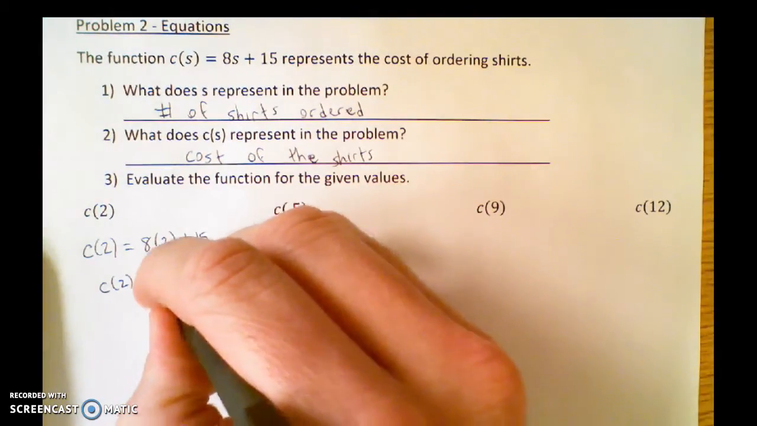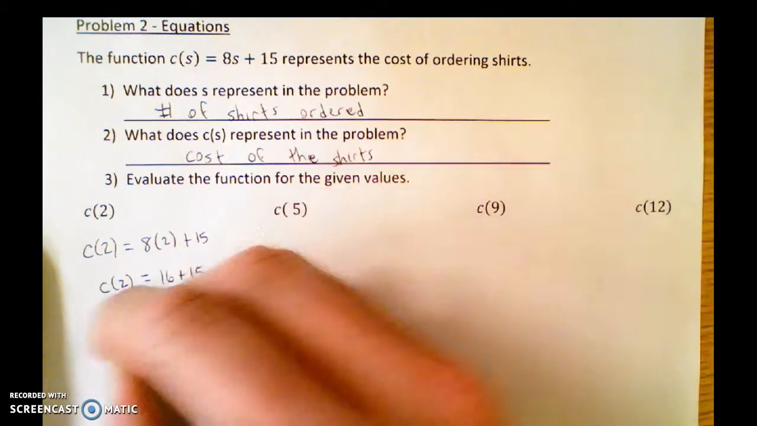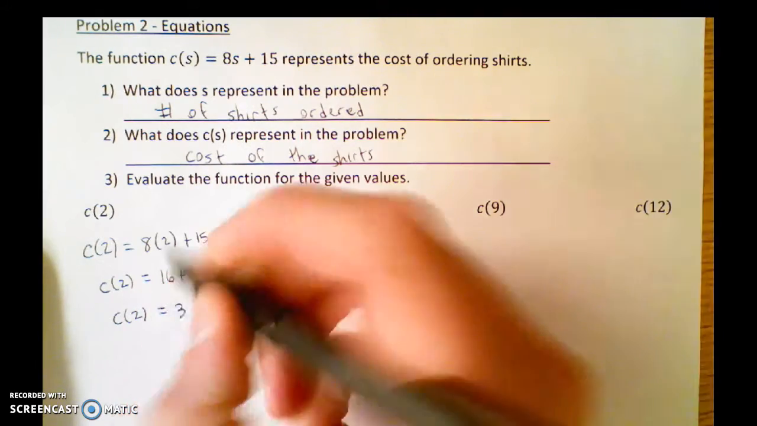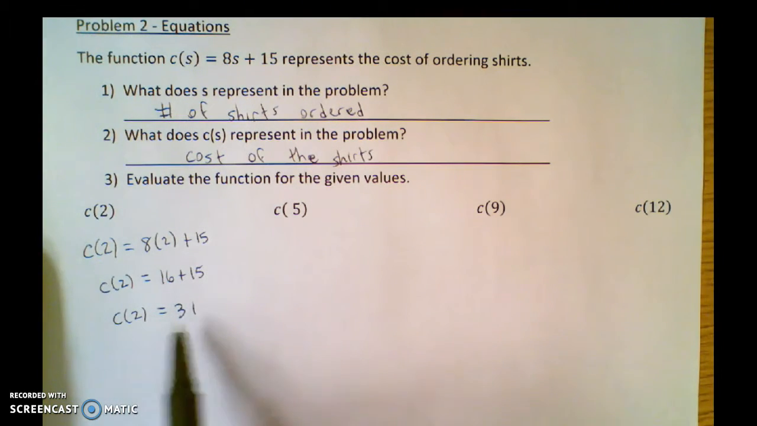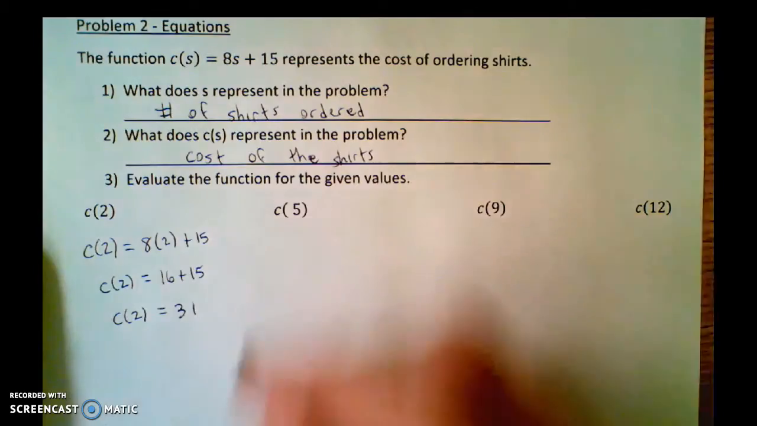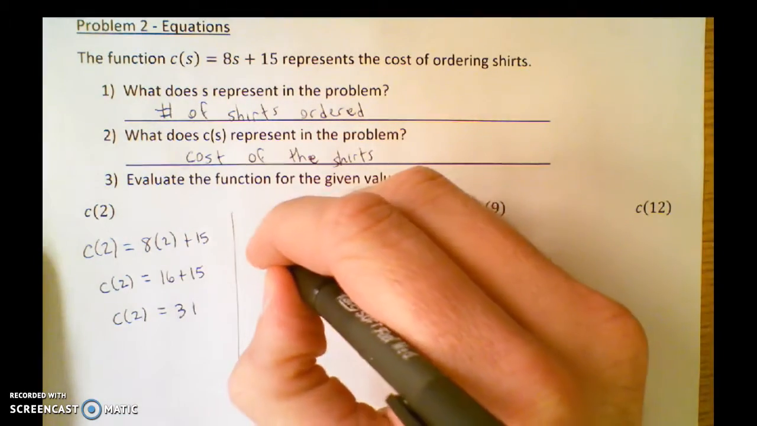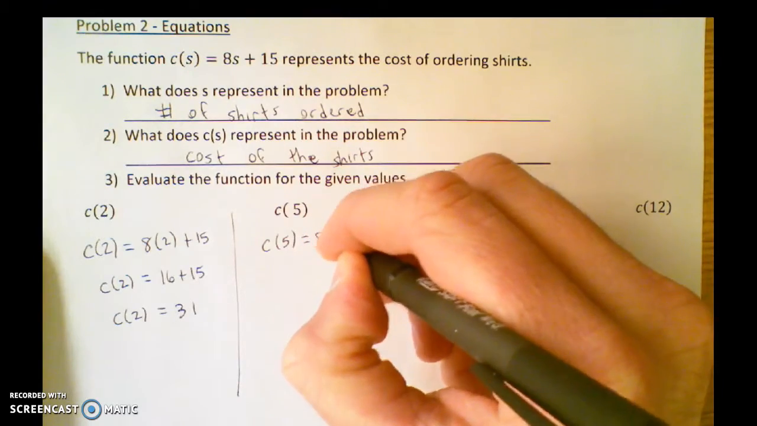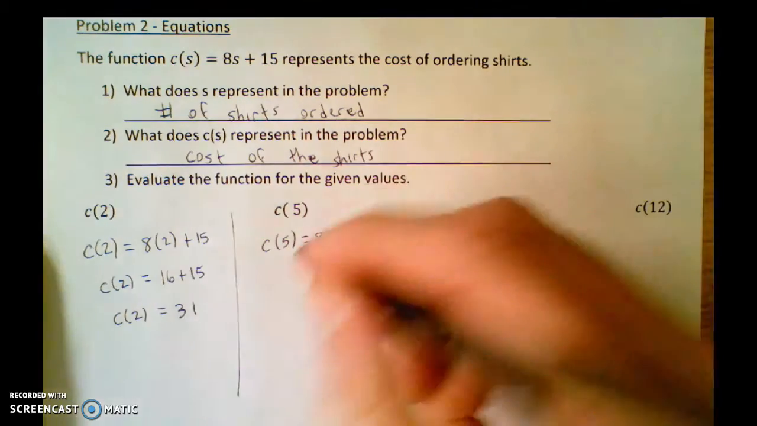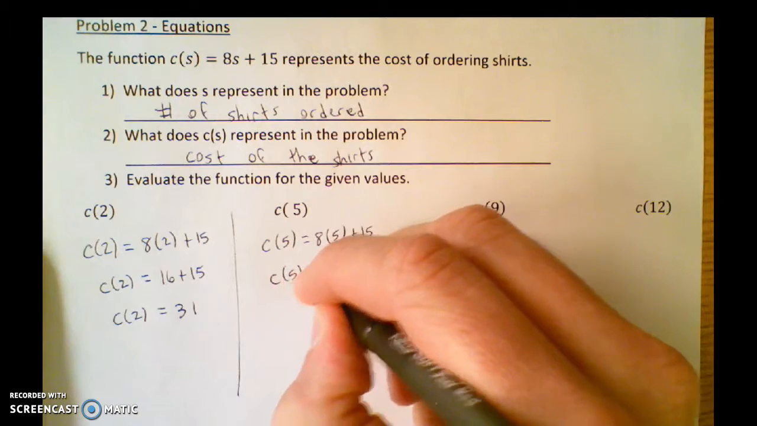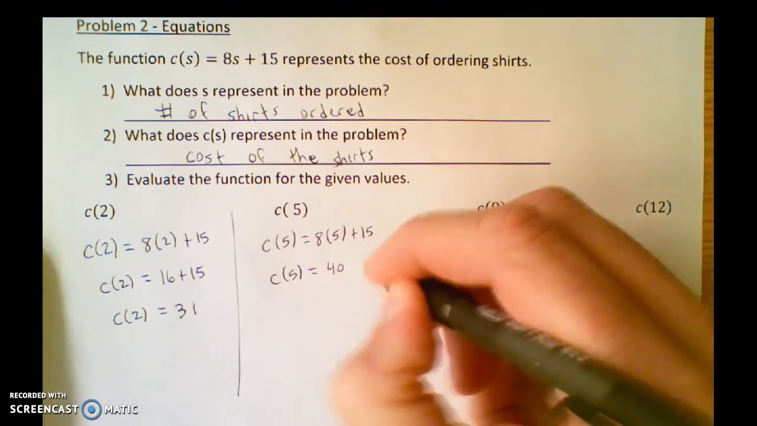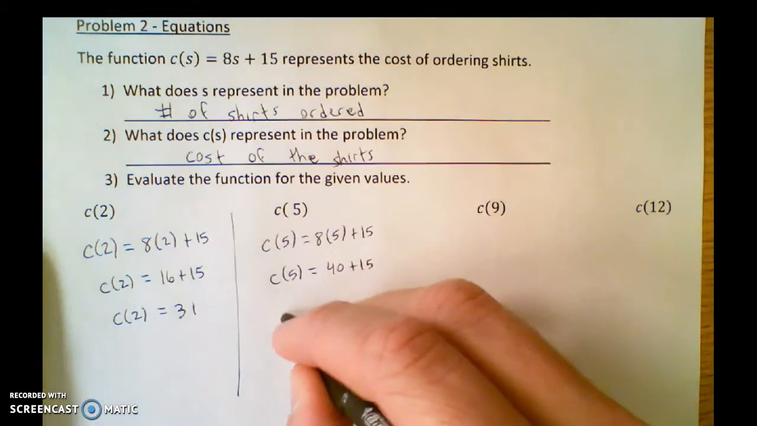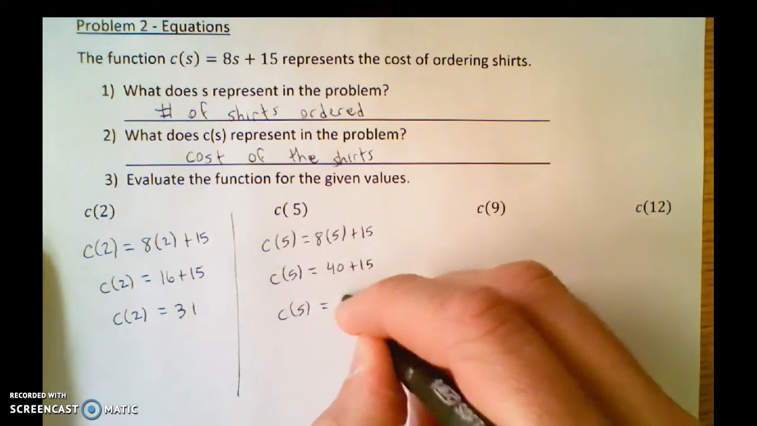I just multiply. 8 times 2 is 16. And then you're going to add 15 to that. So 16 plus 15 is 31. So when I order 2 shirts, it costs $31. Here I'm going to plug in 5 for s and see what the cost is for 5 t-shirts. Eight times 5 is 40, plus 15. 40 plus 15 is 55.